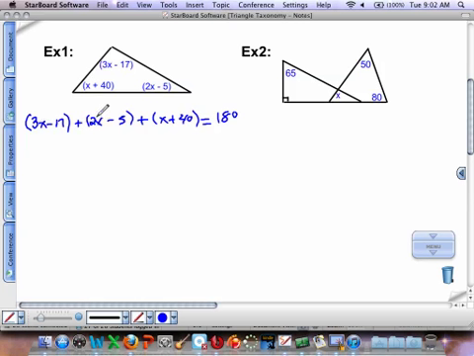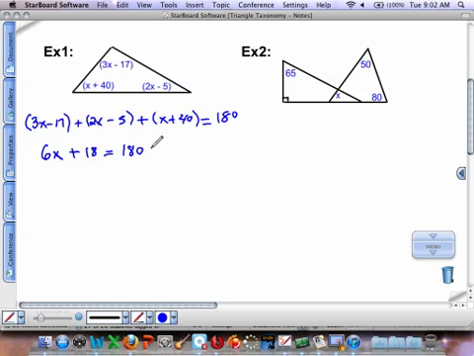3x plus 2x plus 1x. What does that give me? 6x. Negative 17 minus 5 is negative 22 plus 40. Positive 18. So 6x plus 18 equals 180.